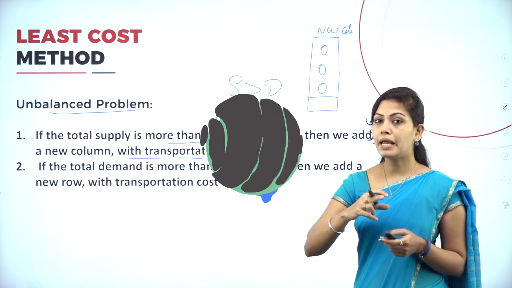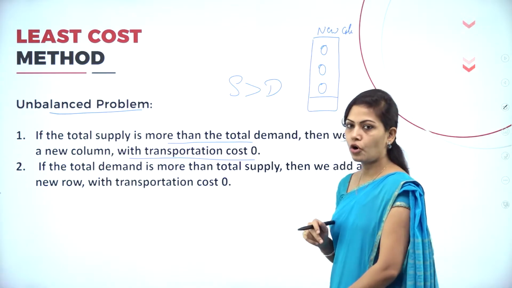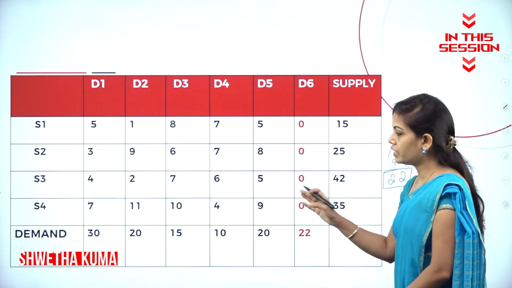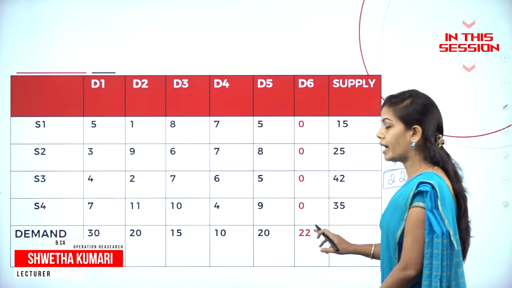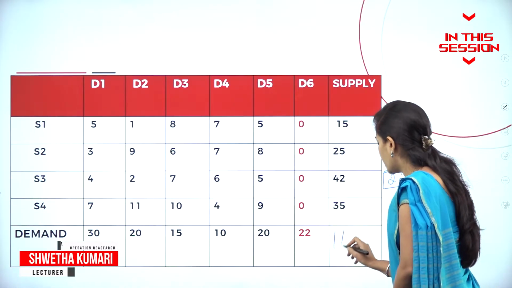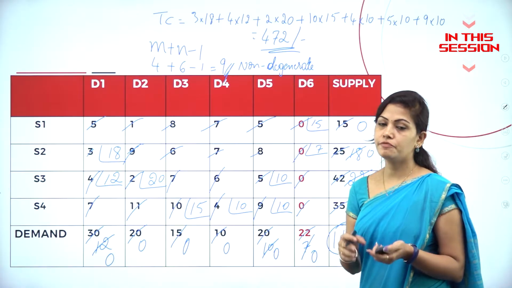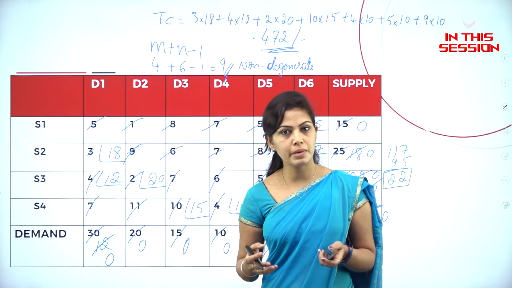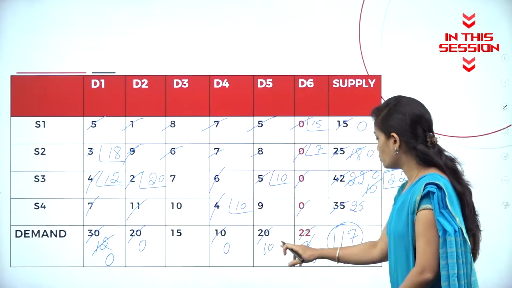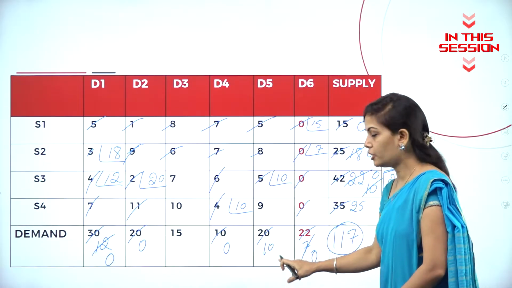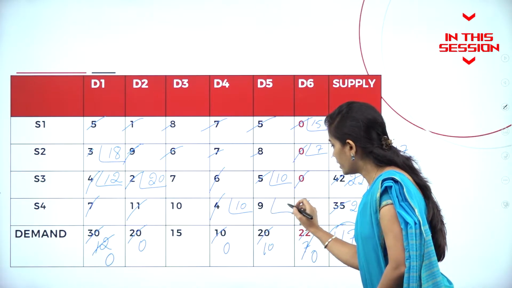If your supply value is greater than demand value, we can add the dummy column. Now you can cross verify the demand value with supply value 30, 20, 15, 10, 20 and 22. So it is 117. First we have to check whether it is balanced or unbalanced. If it is balanced, you can proceed. If it is unbalanced, you have to add a dummy row or dummy column according to the requirement. You just check the supply value and demand value. Demand value is lesser than the supply value. I will allocate 10 rupees to this cell.